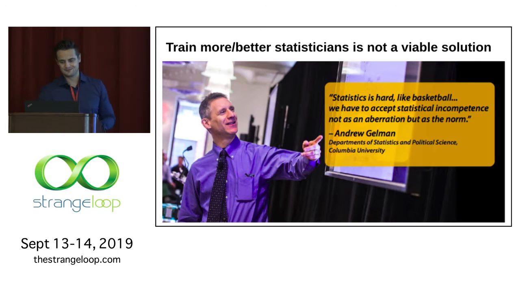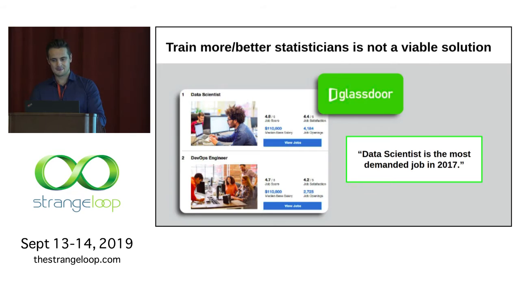What is the solution? Andrew Gelman, famous statistician from Columbia, argues that statistics is hard, and we have to accept statistical incompetence not as an aberration, but as a norm. So training more and better statisticians might not actually be the solution. And according to Glassdoor, which provides another data point, it's really not the solution either. Data scientist in 2017 was the most demanded job, even before DevOps engineer. So just training more might not work.